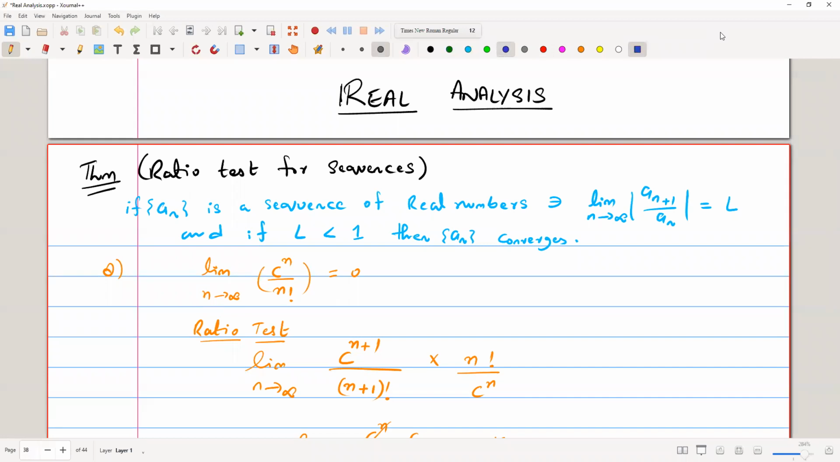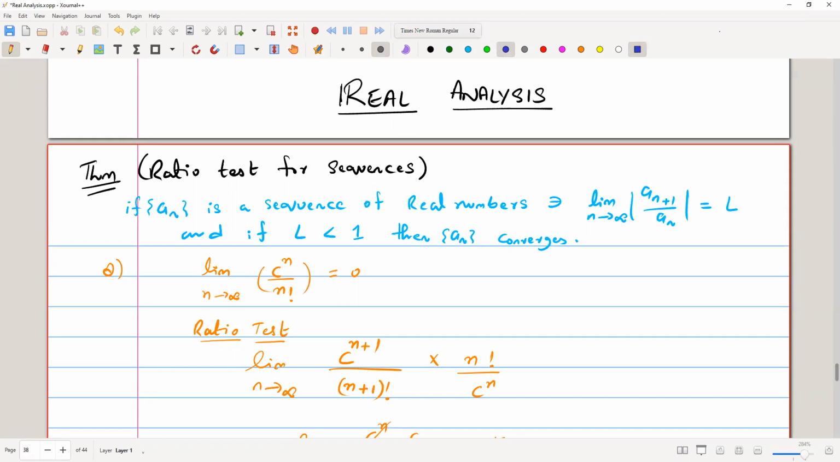So the theorem says that if a_n is a sequence of real numbers such that the limit as n tends to infinity of the absolute value of a_(n+1) over a_n is equal to some limit L, and that limit L is less than 1, then a_n converges, right?